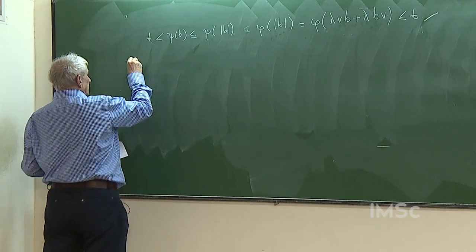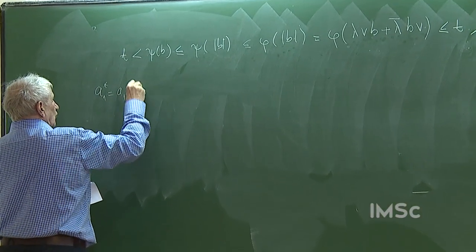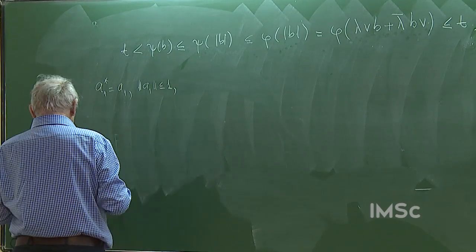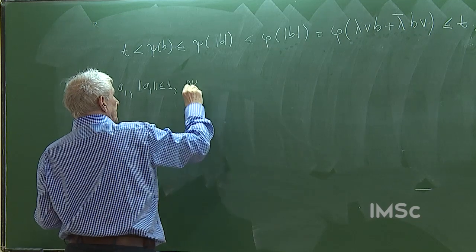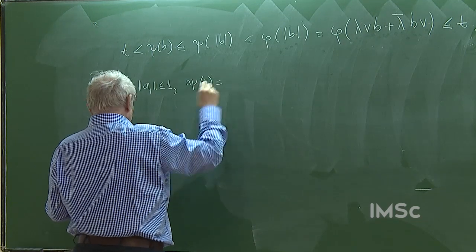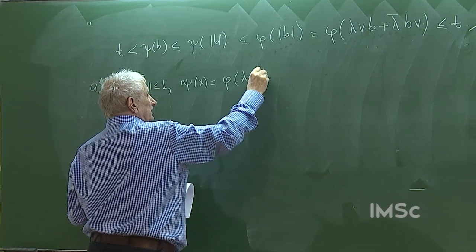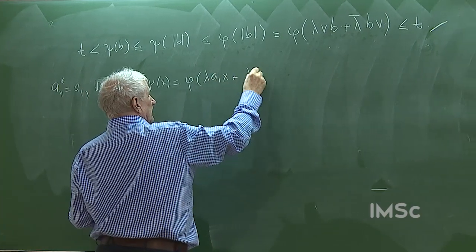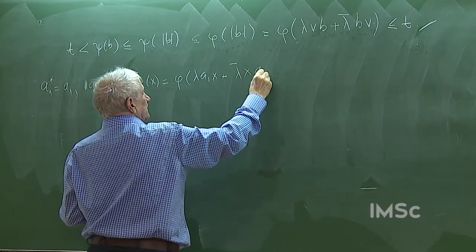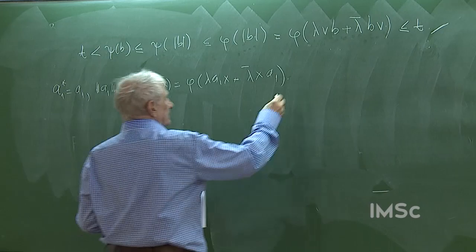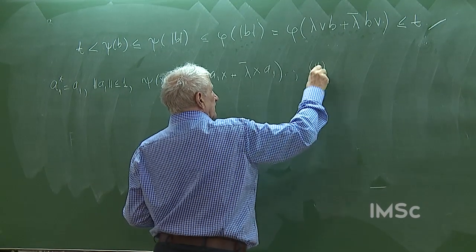So it is true that we have indeed an element A1 equal to A1 star, with norm of A1 less than or equal to 1, such that psi of x is equal to phi of lambda A1 x plus lambda bar x A1. And this happens for every x in M.